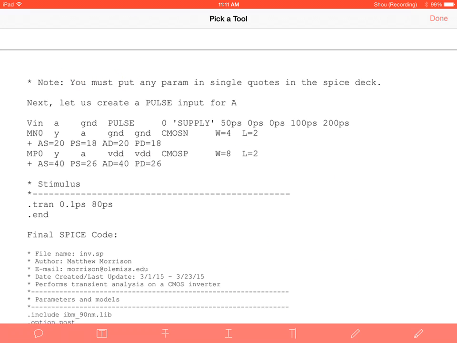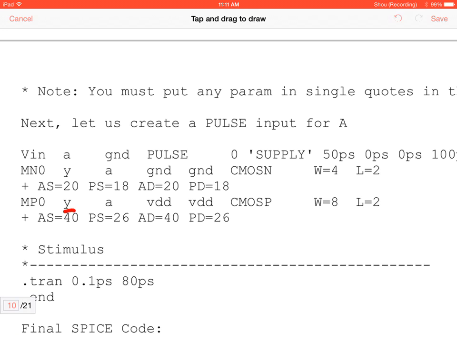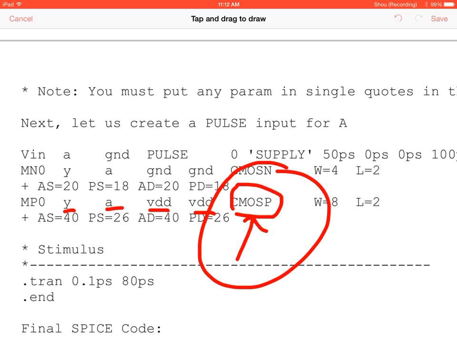So let me get rid of all that, zoom in. So for the PMOS, drain is output, gate is input, source is VDD, and we've also tied the body to VDD. And in the technology file, we define CMOSP as our defining. So what's going to happen if we use the .include in this, we have now included everything from that file as part of your SPICE deck.